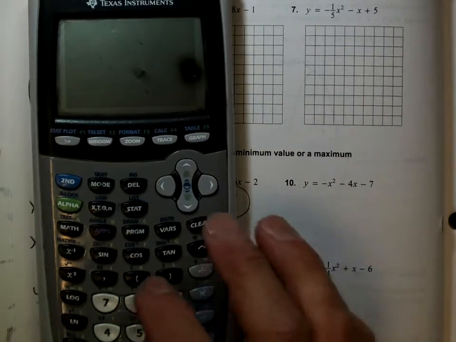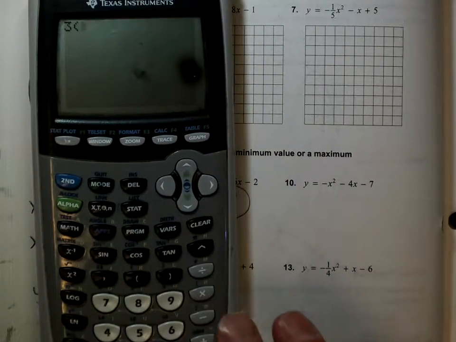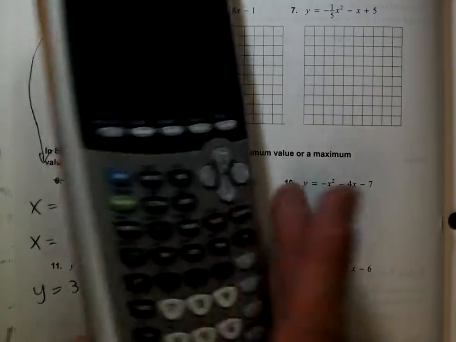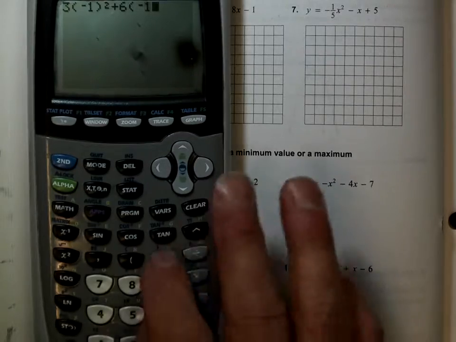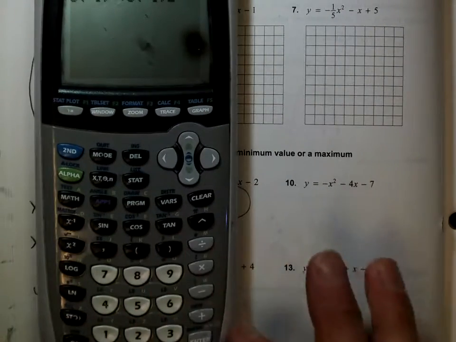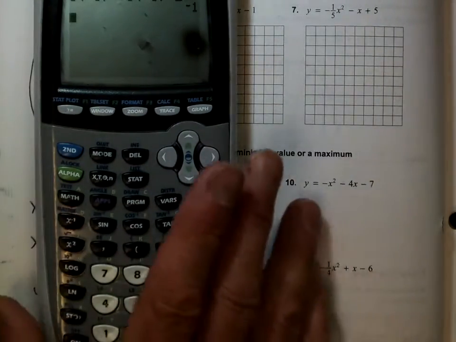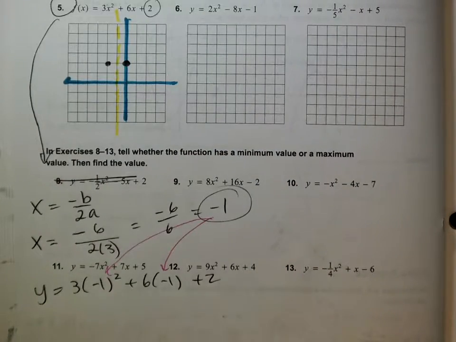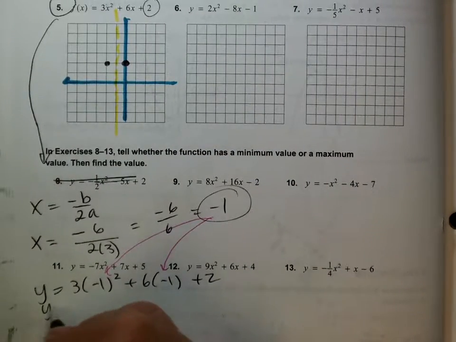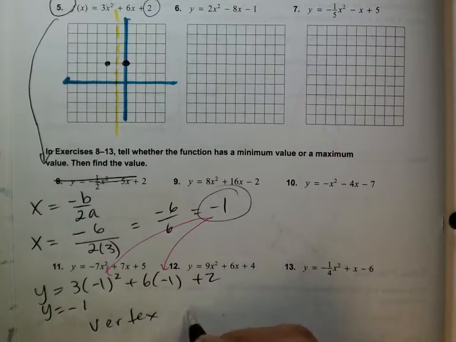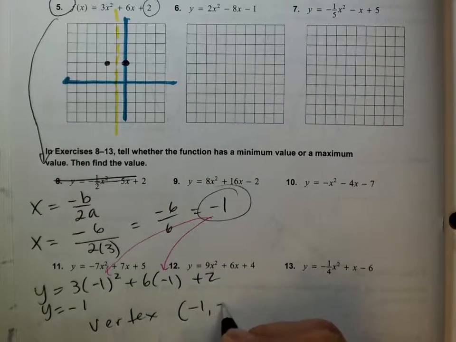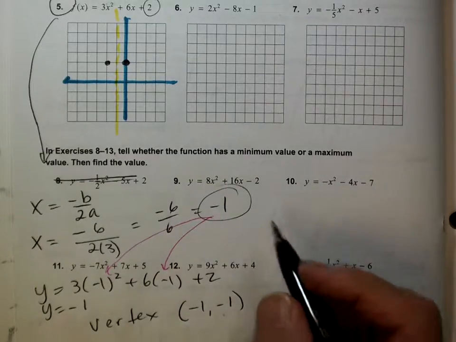So I'm going to go 3 parentheses negative 1 squared plus 6 parentheses negative 1 plus 2, and I get an answer of negative 1, okay? So I got y equals negative 1. So my vertex is going to be at negative 1, negative 1. Okay?